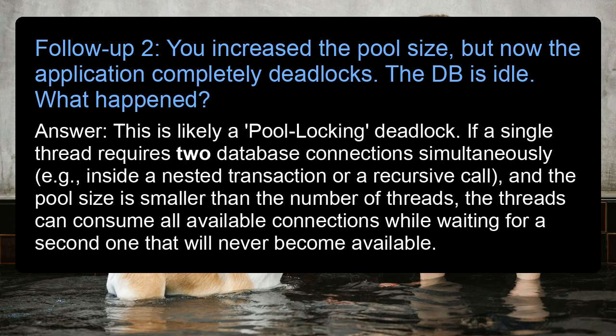Follow-up 2. You increase the pool size, but now the application completely deadlocks. The DB is idle. What happened? Answer: this is likely a pool locking deadlock. If a single thread requires 2 database connections simultaneously, for example, inside a nested transaction or a recursive call, and the pool size is smaller than the number of threads, the threads can consume all available connections while waiting for a second one that will never become available.